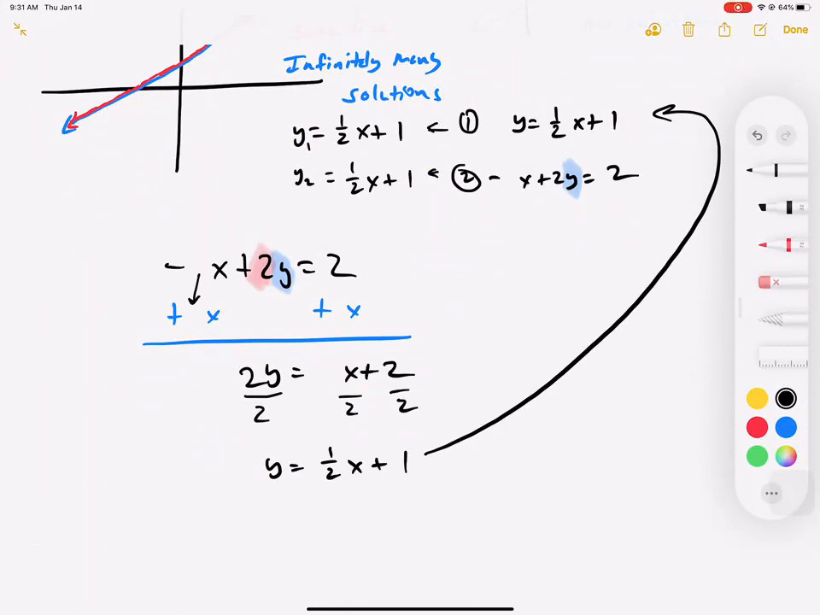So when you see a problem that has 2 different lines and you're trying to figure out where they meet, we should write them in slope-intercept form, I think that's the easiest. And then if we're asked to graph it, we would then graph it.